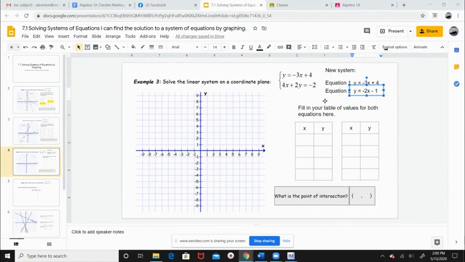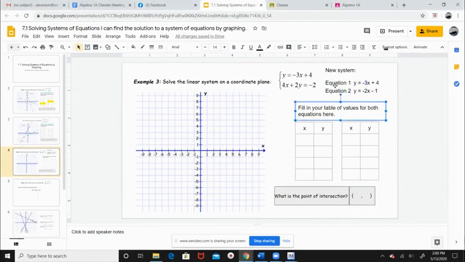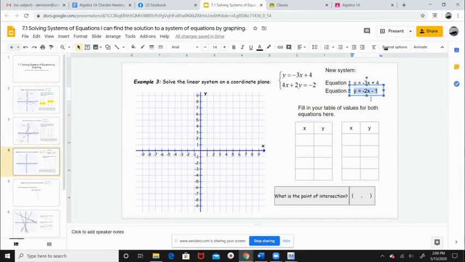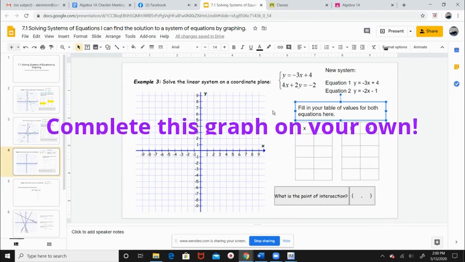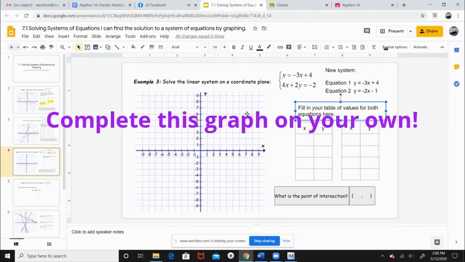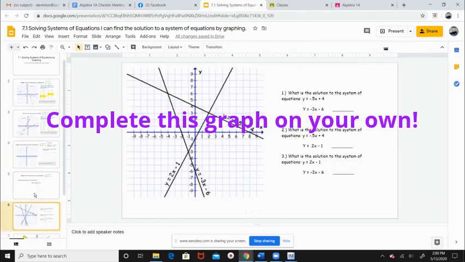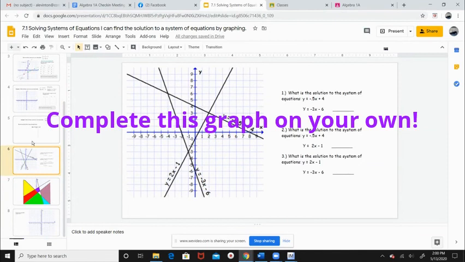Okay, now that we have our second equation converted into slope-intercept form, what you're going to do is type it into this equation 2 slot that I put in for you guys. And this is going to be the new system you're going to graph. What we're going to ask you to do at this point is to complete this graph on your own, in addition to the final assignment that's in here.